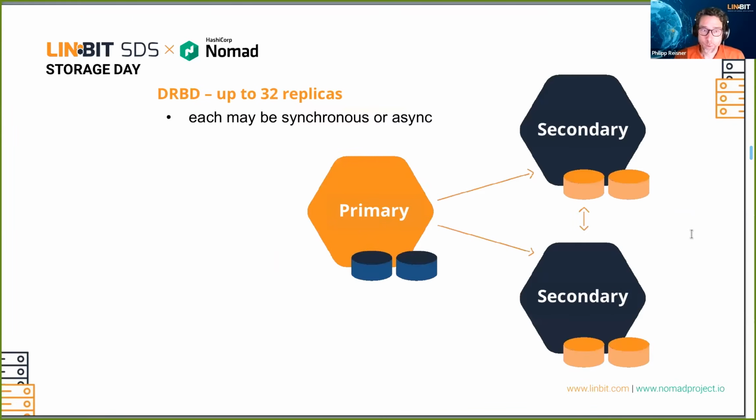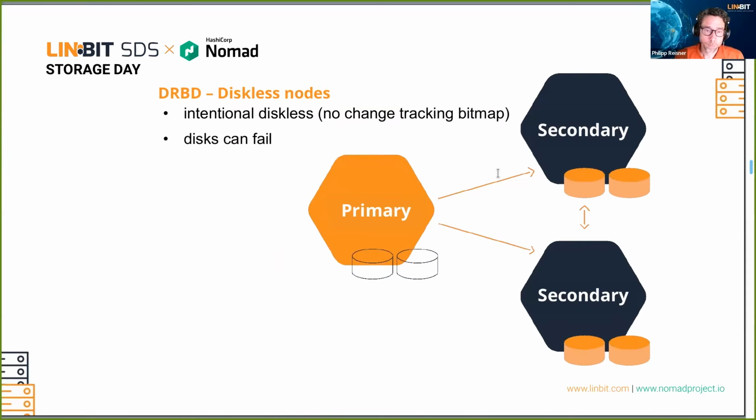It deals with more than 2 replicas. So it can mirror to one primary, can mirror to multiple secondaries concurrently. And each of those replication links can be synchronous or asynchronous, and you can even switch that at runtime. It also supports diskless nodes. So that means it acts a little bit like an iSCSI initiator. It gives you access to a data volume that's not local to this node.